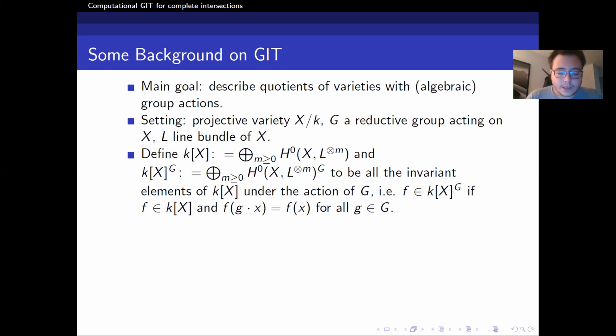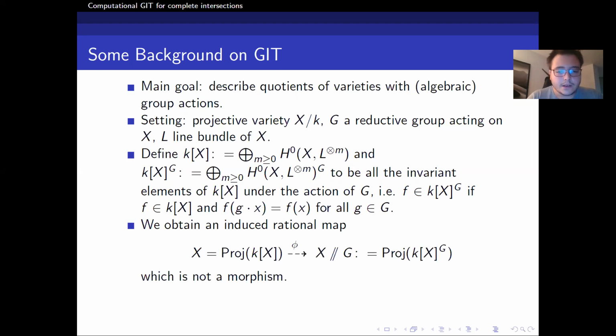For reductive groups, this is a finitely generated ring, which helps a lot with the theory, and it allows us to obtain an induced rational map between X and this quotient, which is X slash G, defined as the Proj of the invariant ring. Although it is defined this way, it is not a morphism, because for some specific values of x, all the invariant sections f vanish.